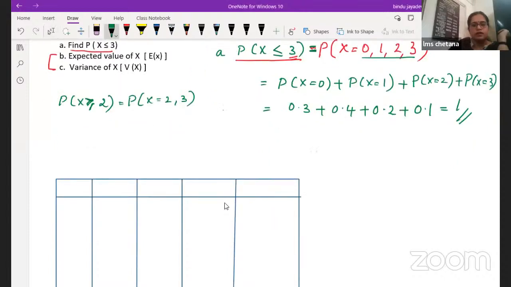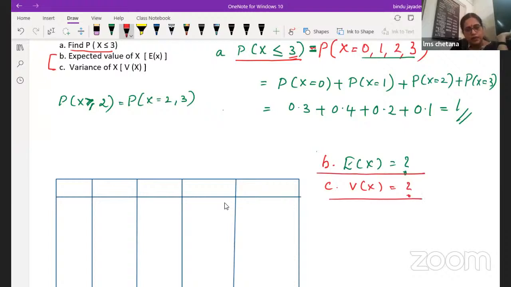Now see here. You want to find E of x. This is a question, that is your B. Expected value is written as E of x. And C, variance of x is written as V of x. Therefore, one is E of x and one is V of x. Clear? These are the two questions. For these two questions, use the table.